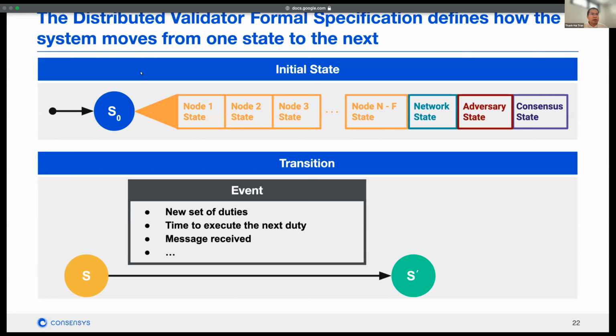And now I'm going to show you how our distributed validator formal specification defines a transition, a move in a system. So first, we need to define the initial state. The initial state is a conjunction of many states for submodules. Here we have the initial state S0. This is the global state. And we have N-F states for honest nodes. And we have another state for the network, one for the adversary, and the last one is for the consensus layer.